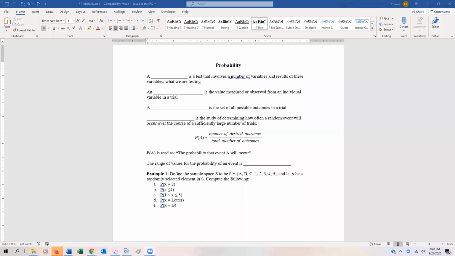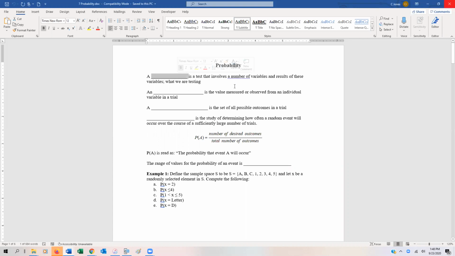In this section, we're going to start taking a look at the idea of probability. And probability, in its most general form, is the idea that we're trying to figure out chance, the likelihood that some random event is going to occur. Now, let's get some basic definitions down before we go forth.